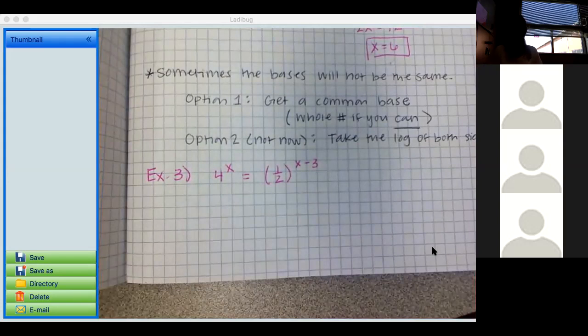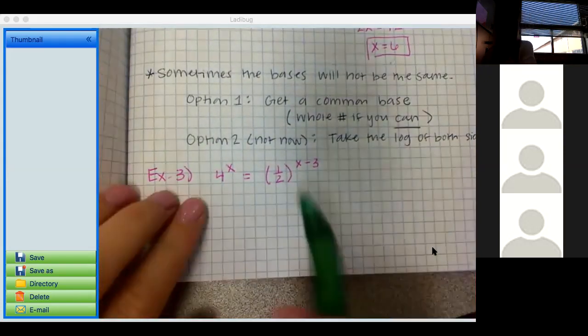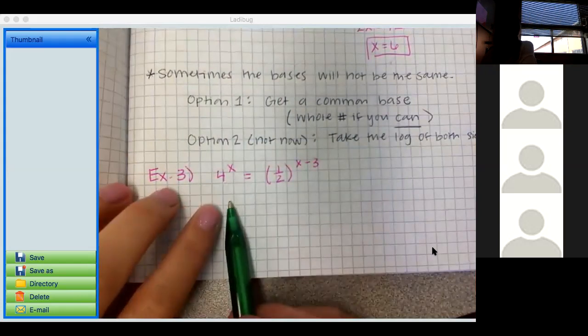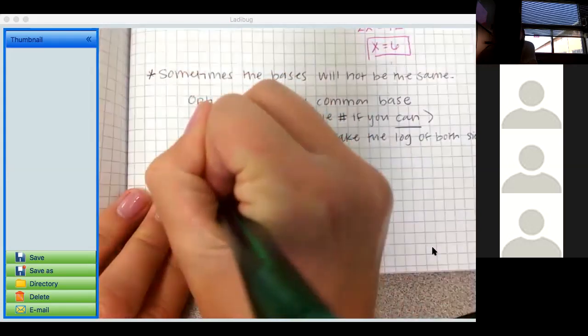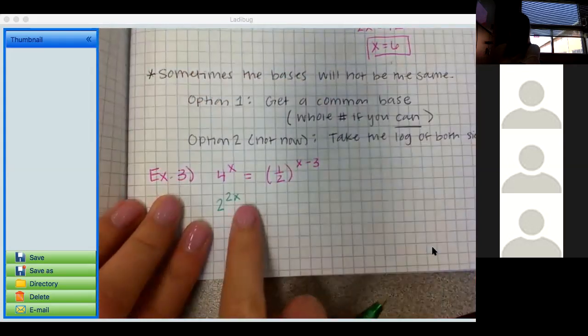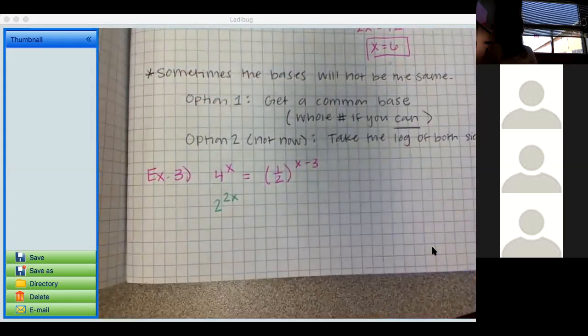So what common base could we write 4 and 1/2 as? This is where you have to think. Okay, a couple of you just said it. What'd you say? Not 1/2. Remember, we want it to be a whole number. Say it again. 2. Look at this, because you're like, what the heck? What is she talking about a 2? If we write 4 with a base of 2, it would be what? 2 squared. Good. 2 to the second. So look at this. I'm going to rewrite this as 2 squared, and then there was an x up there, right? Okay.